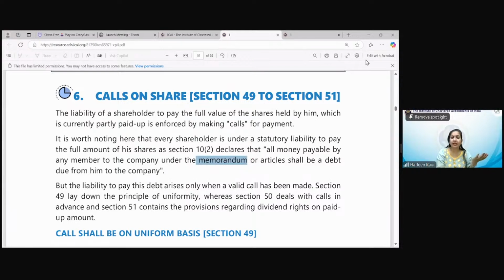So we all know this thing that every shareholder has to pay the amount that is fully paid up share, whatever is the amount mentioned in MOA and articles. You all know if the share is not fully paid up, then the share is forfeited. Remember?